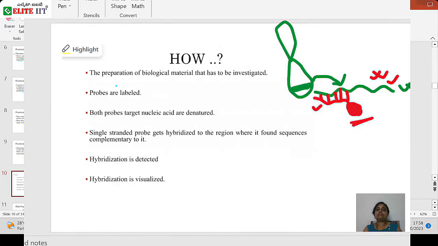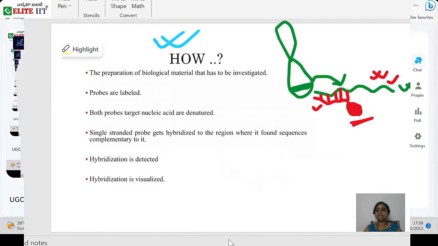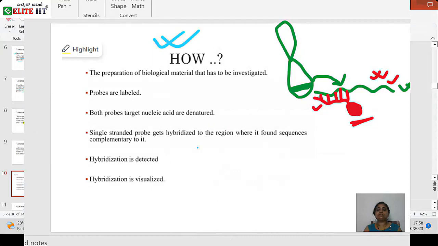Now, how is the biological material to be investigated prepared? In FISH as well as in GISH methods, these are the common steps involved. The first step is the preparation of the biological material that has to be investigated. So you have to prepare the sample. If you are taking any sample from any tissue, you have to prepare that.